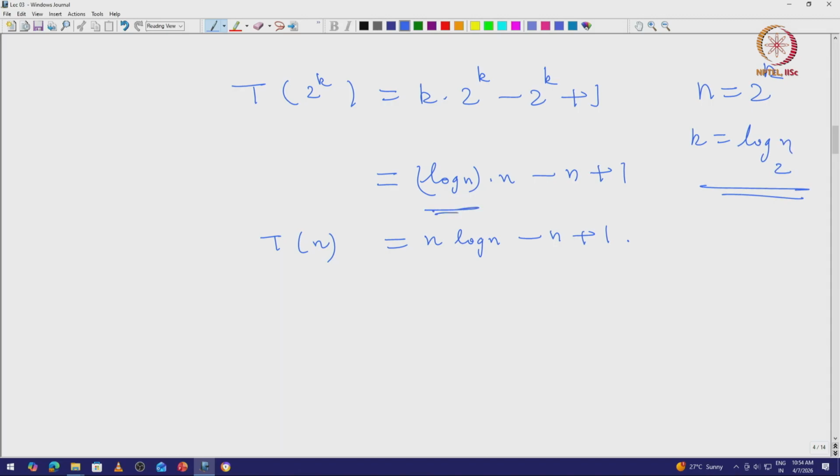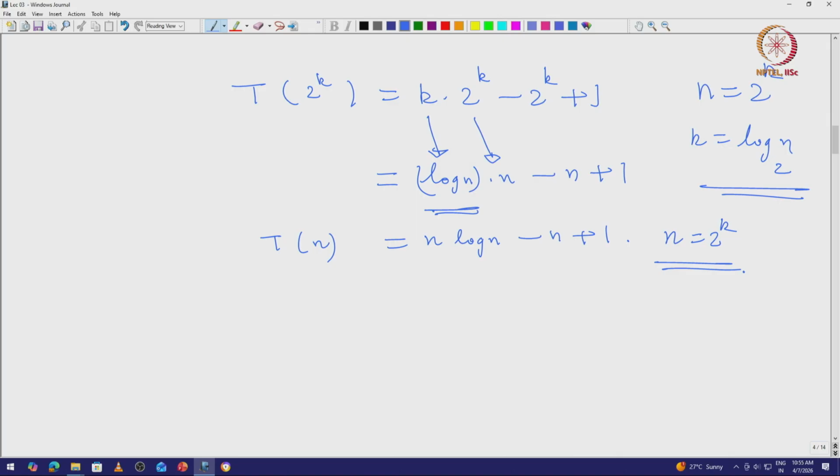So, that is what I have written here. This k is replaced by log n. 2 power k is replaced by n. Therefore, T of n is n log n minus n plus 1 if n equal to 2 power k. So, for n equal to 2 power k, you have a formula.